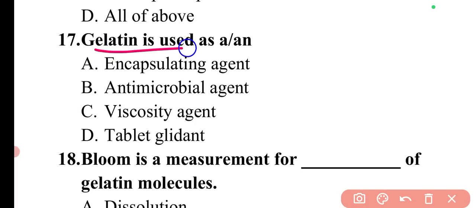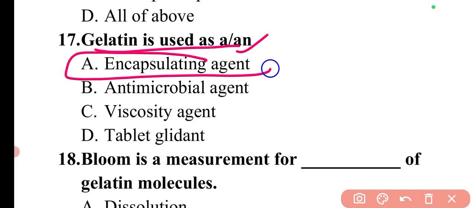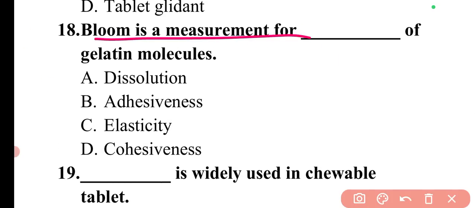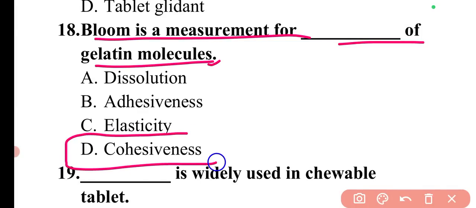Next question is, gelatin is used as a, so gelatin is basically used in capsules as an encapsulating agent. So here option A is correct. Next question is, bloom is a measurement for dash of gelatin molecules. Bloom strength is for gelatin molecules, used to measure the cohesiveness between the gelatin molecules. So here option D is correct.